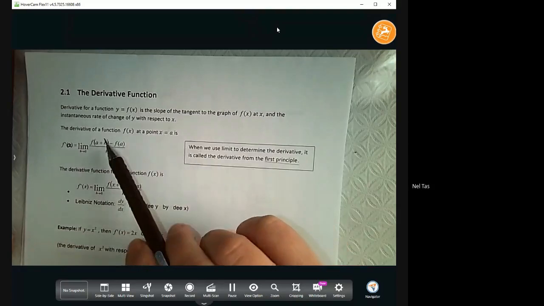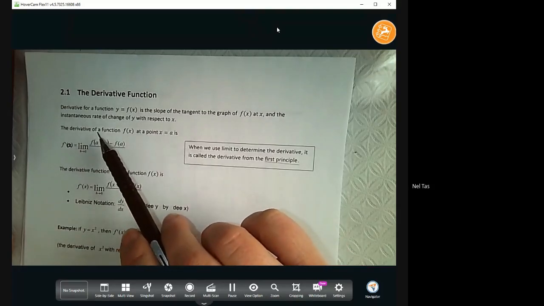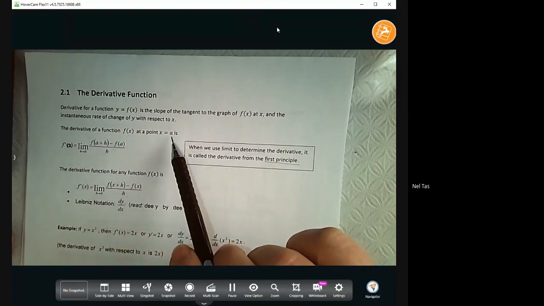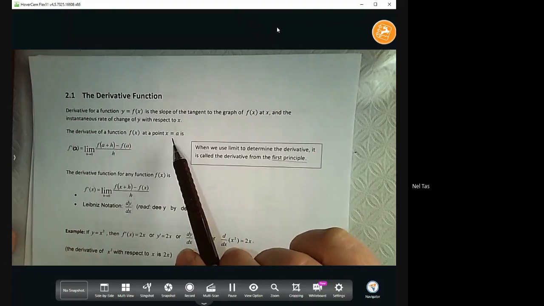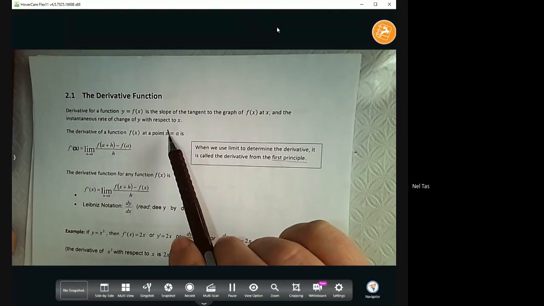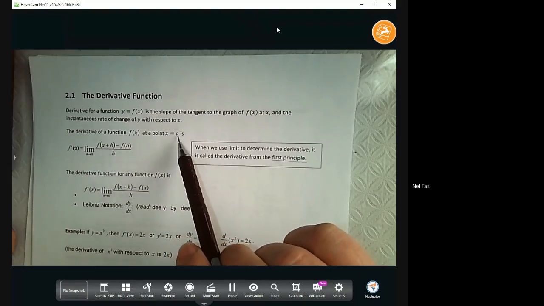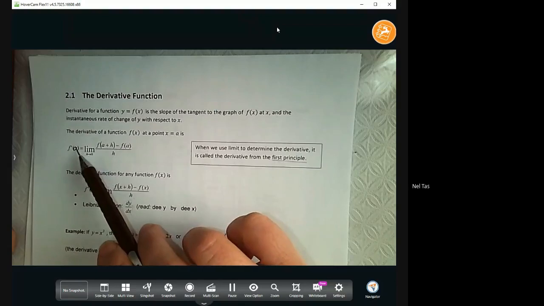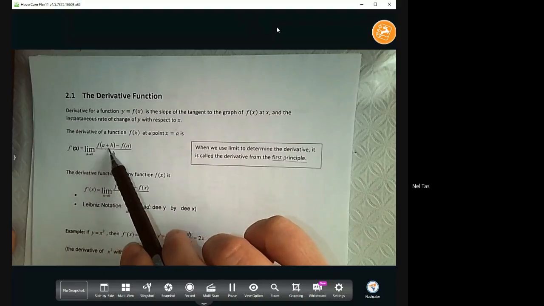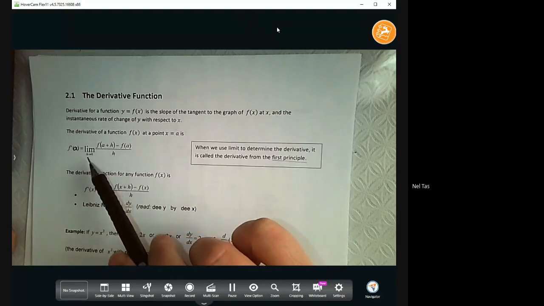So the derivative of a function f of x at a point x equals a, which we have done in chapter 1, right? We took a derivative for any arbitrary value of a, and we said that f prime of a equals the limit of f of a plus h minus f of a over h as h approaches 0.